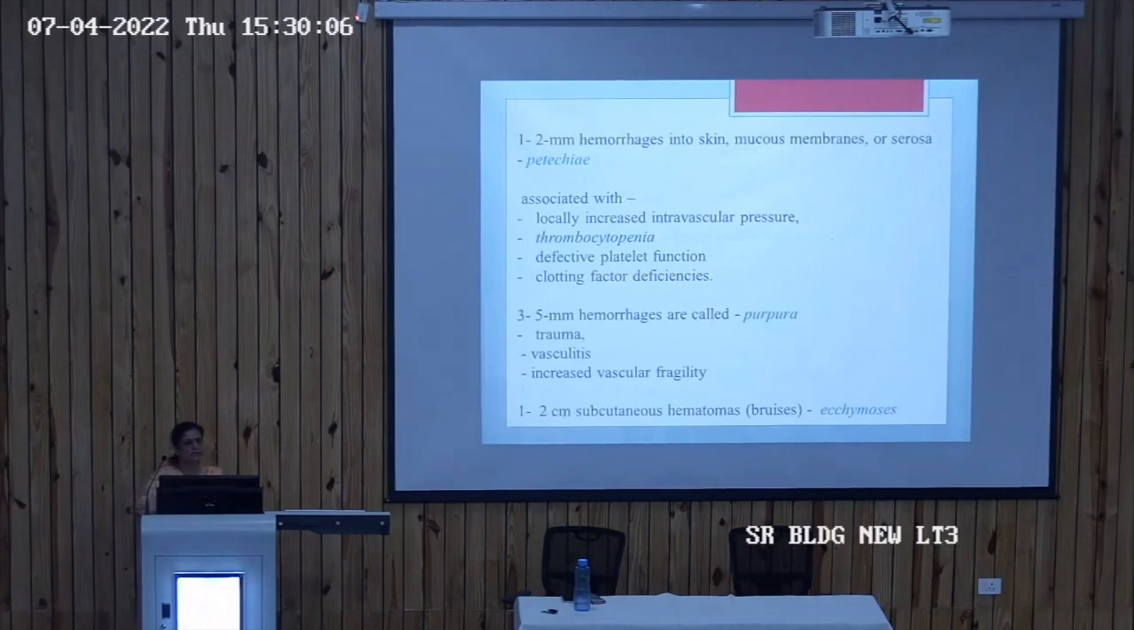So this is how they are graded: 1 to 2 mm hemorrhages into the skin or mucous membranes or the serosa. They are known as पेटिकिए. कभी कभी हमें दिखता है स्किन पे छोटे छोटे से लाल लाल से दाने होते हैं. 1 to 2 mm hemorrhages, they are petechiae. They are associated with locally increased intravascular pressure, thrombocytopenia, defective platelet function, and clot factor deficiencies. 3 to 5 mm hemorrhages are called purpura. They occur in trauma, vasculitis, and increased vascular fragility. And 1 to 2 centimeter subcutaneous hematomas or bruises are known as ecchymosis.